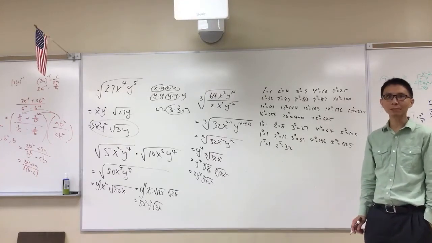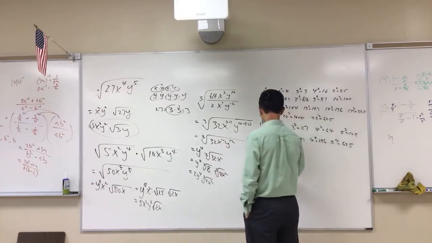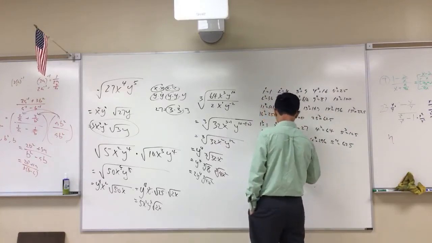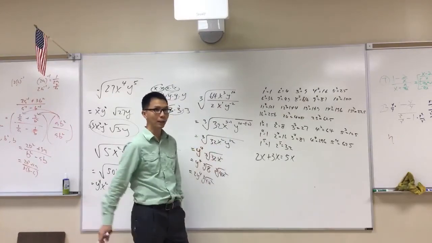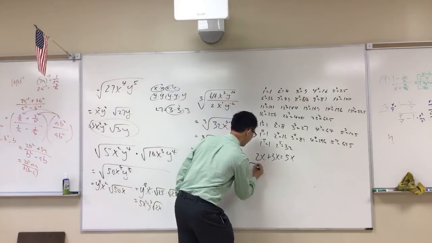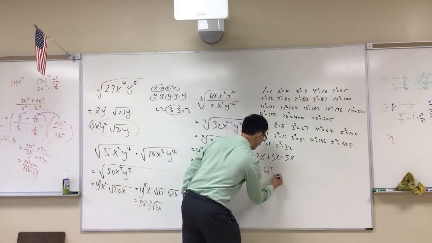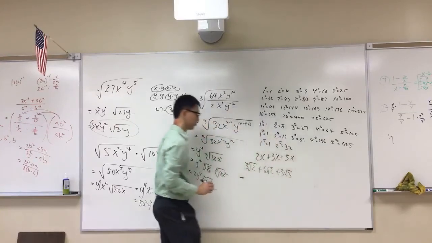So there's something called like terms, right? 2x plus 3x is equal to 5x. We know that. That's how I combine this. Now radicals are the same way. So if you have 3 square root 2 plus 6 square root 2 plus 3 square root 3, what is my answer?